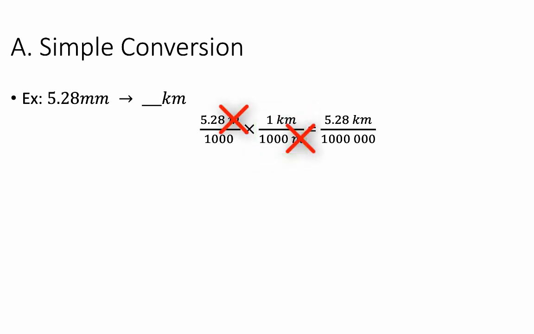Our measurement is now 5.28 kilometers over 1,000 times 1,000, which is the same thing as over a million. Our 5.28 millimeters converted to kilometers equates to 0.0000528 kilometers.